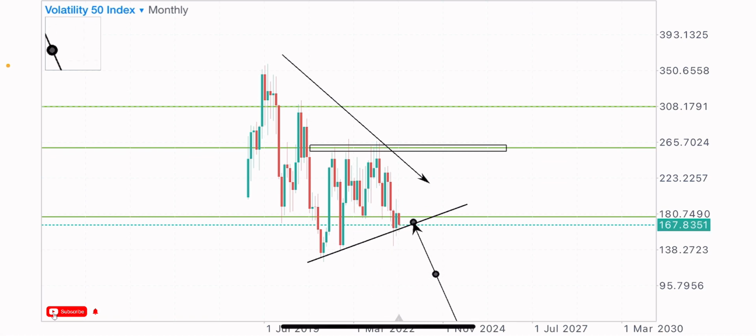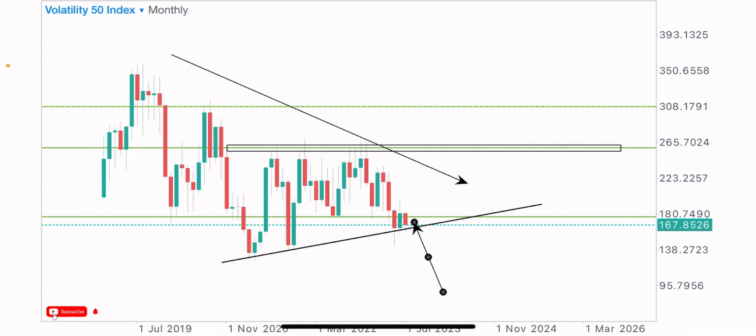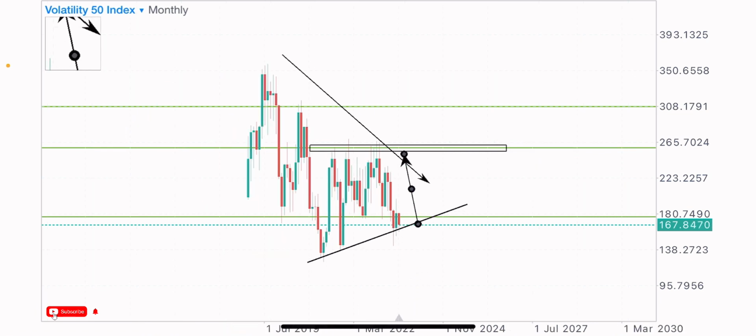out of this horizontal support level, now turned resistance at this point, the market came to test our trend support. So we can assume that the market is reacting on our trend support, still trying to decide if it's to go to the upside, or to sell to the downside from this current level. So now we've seen the market on a support level and below a horizontal resistance level.